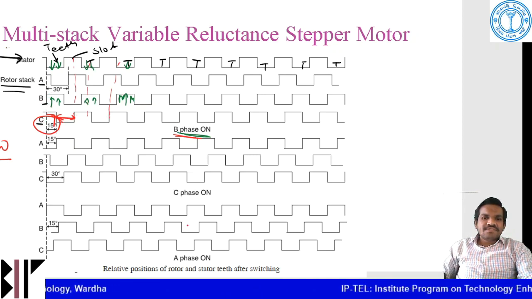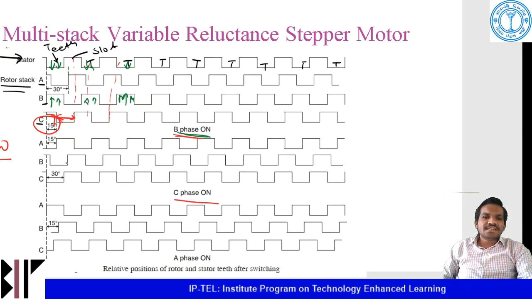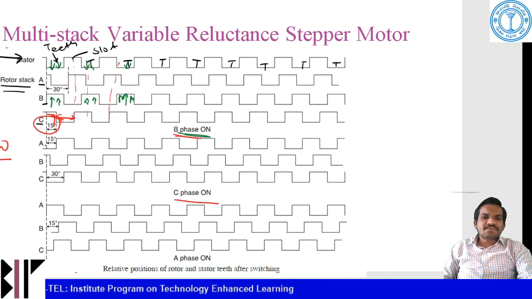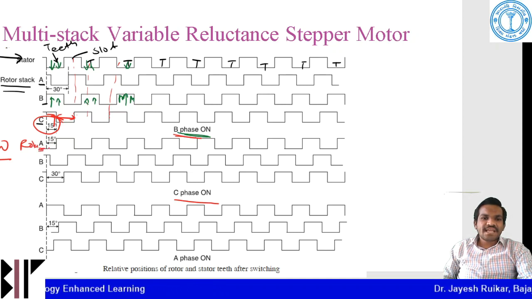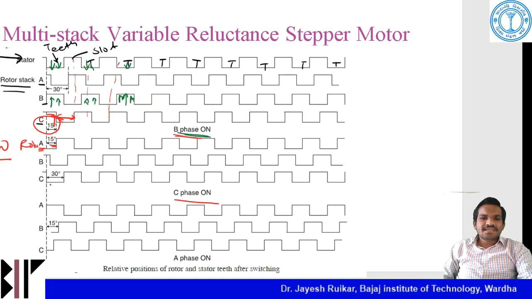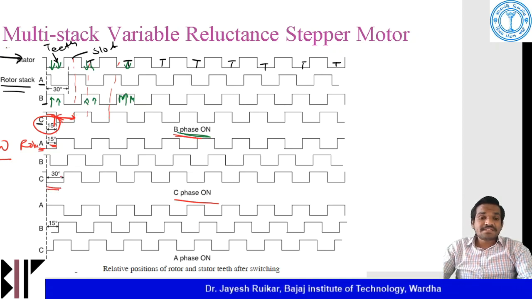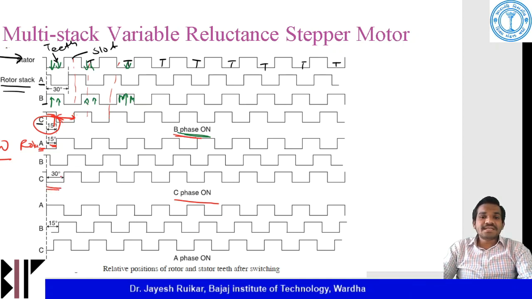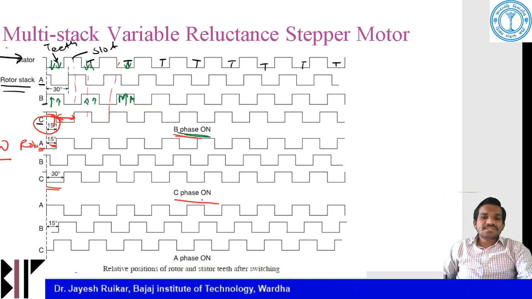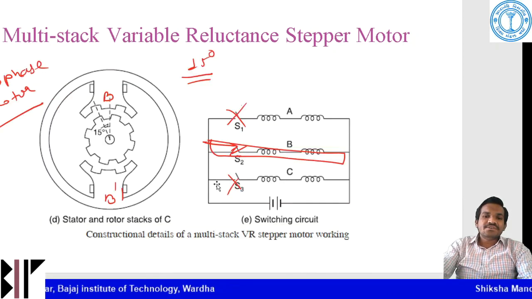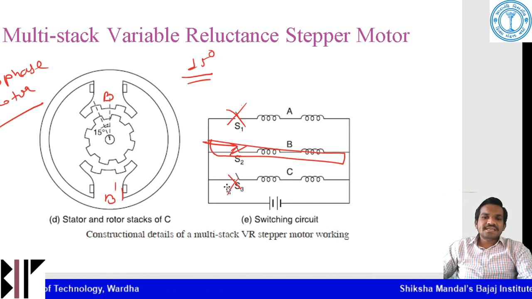In the other case, when your C phase winding is on, or your C phase is energized, at that time again you can see that there is a counterclockwise displacement of the rotor of stack A of 15 degree. And your stack C is displaced by 30 degree. So this is when your C phase is on, or you can say your S3 is closed.